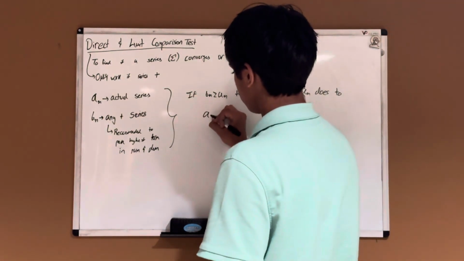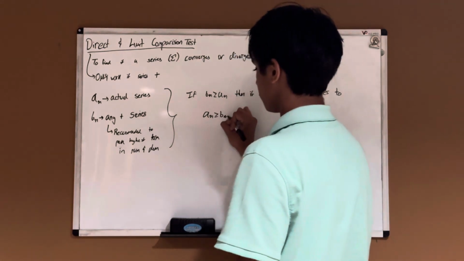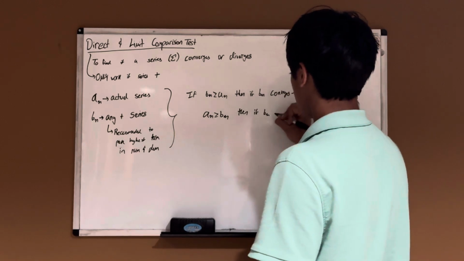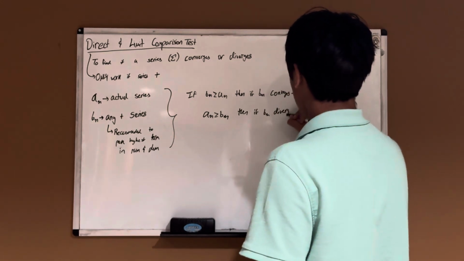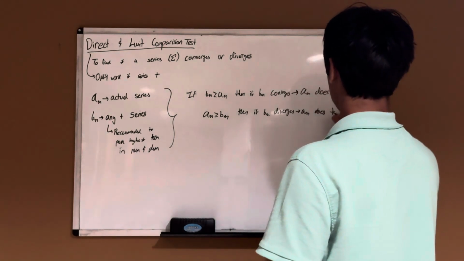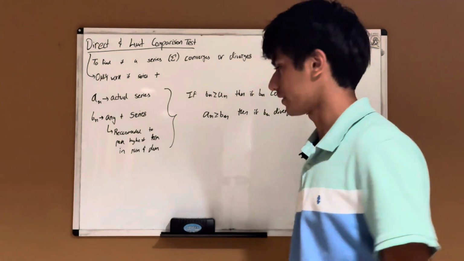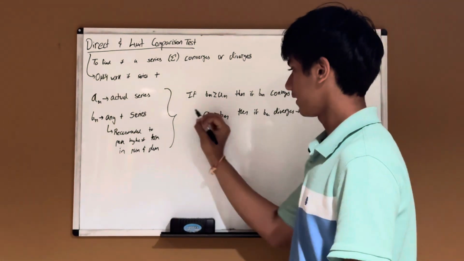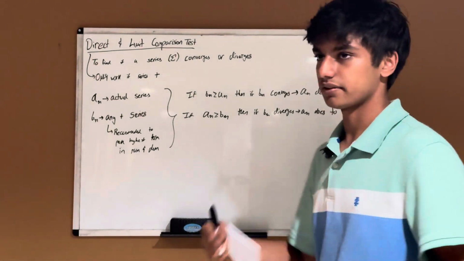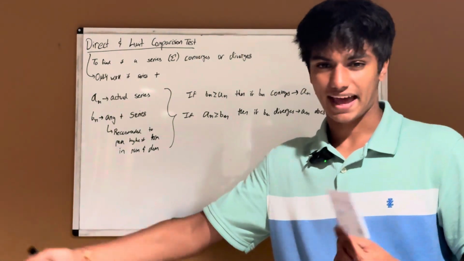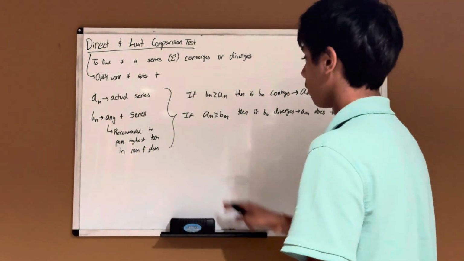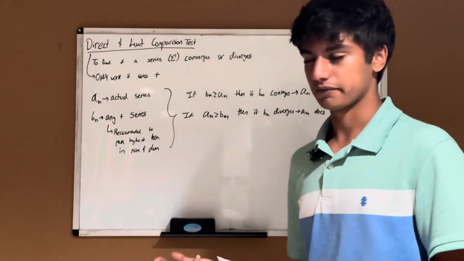Similarly, if a of n is greater than b of n, meaning that b of n is less, then if b of n diverges, a of n does too. Now again, this should also make a little bit of sense, because here we're saying that if b of n, which is smaller, diverges, then the larger series has to diverge, because all the terms are larger, so it kind of makes sense that it has to diverge.